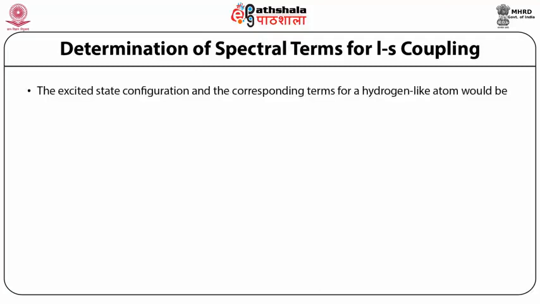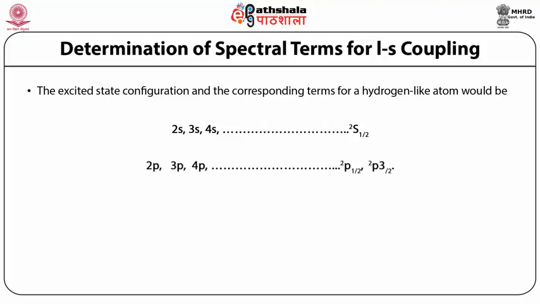The excited state configurations and the corresponding terms for a hydrogen-like atom would be 2s, 3s, 4s corresponding to 2S 1/2, and 2p, 3p, 4p corresponding to 2P 1/2, 2P 3/2. The ground state configuration for all alkali atoms is 2S 1/2.